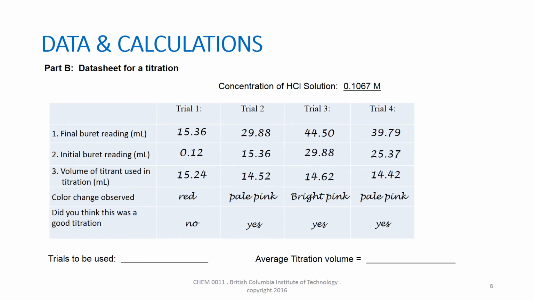In this case, trials 2 and 4 are used to determine the average titration volume. The average of 14.52 and 14.42 milliliters is 14.47 milliliters. Using this average titration volume, the percent error in the titration volume can be calculated in the following slides.